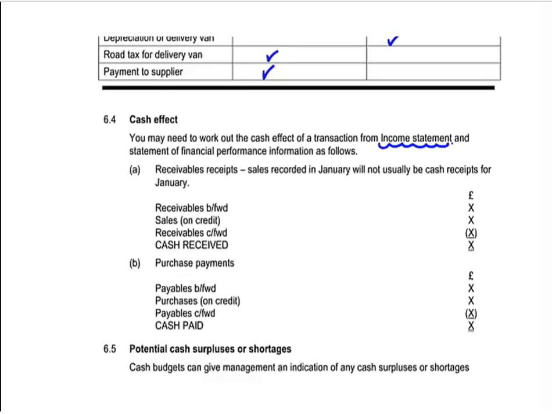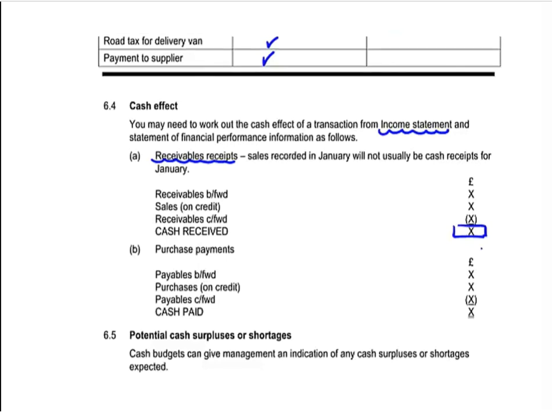So in 6.4a then, we're looking at receivables receipts. January's sales will not necessarily be equal to the cash received in January. Instead, we need to think about how much we were owed at the start of the month, how much that increased with additional sales, less how much was carried forward at the end of the period, and that is going to equate to the cash that will be received. And as I said before, you don't make any adjustment for bad debts.